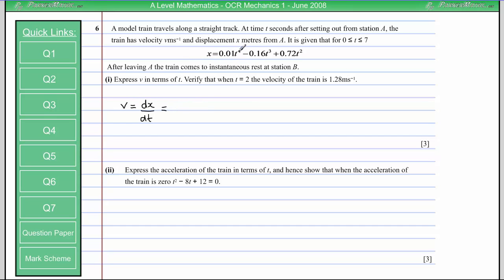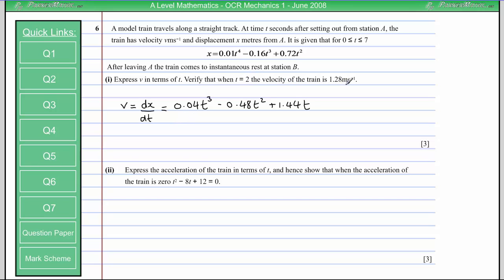So remember, to differentiate any polynomial, we multiply by the power and then we reduce the power by 1. So we're going to do 4 times 0.01, which is 0.04, and we're going to reduce the power to t cubed. In a similar way for the second term, we're going to multiply by 3 and then reduce the power by 1, and we get minus 0.48 t squared. Multiplying the third term by 2 gives us 1.44, and then reducing the power by 1 gives us just t.